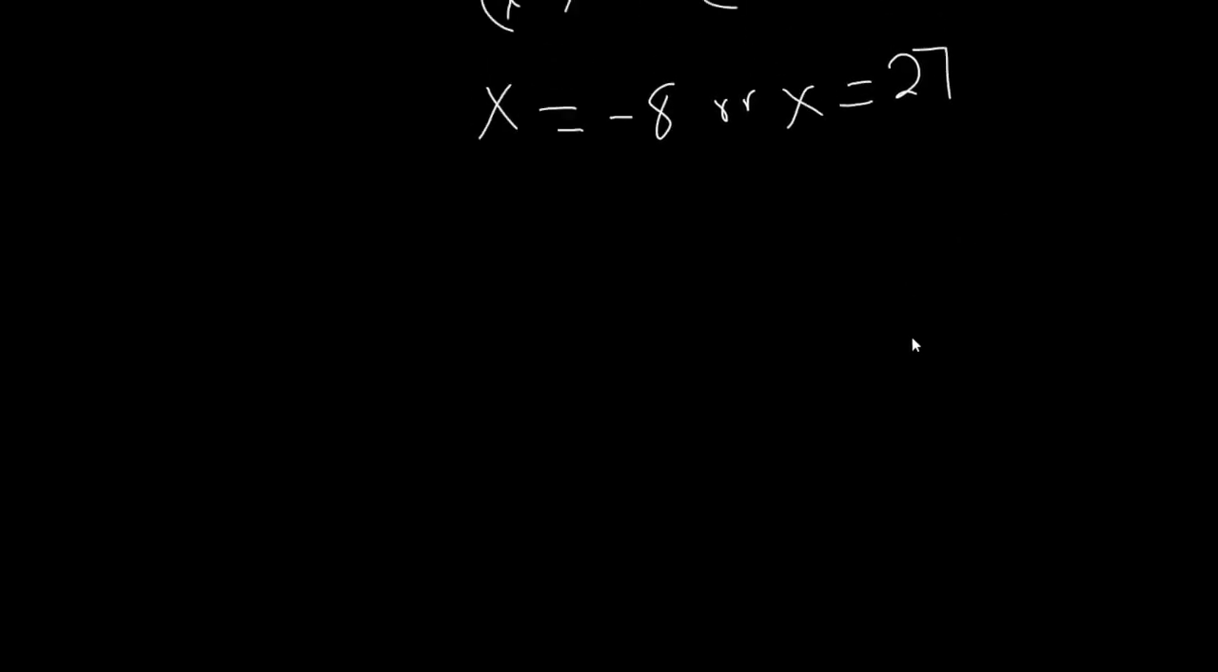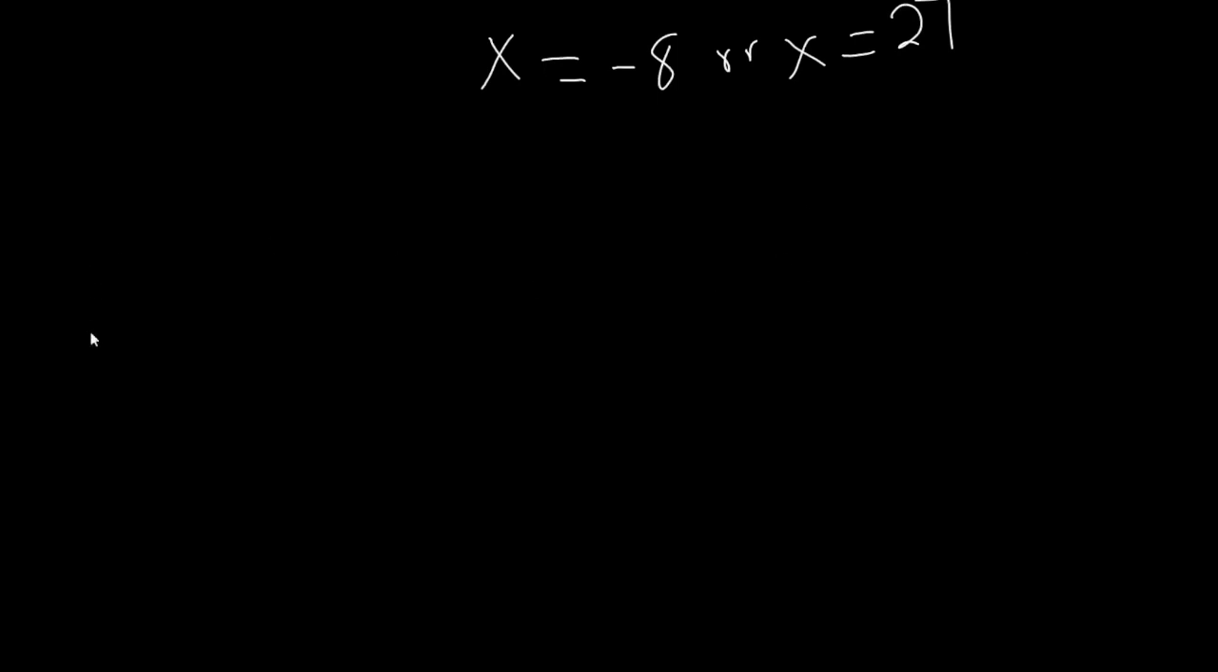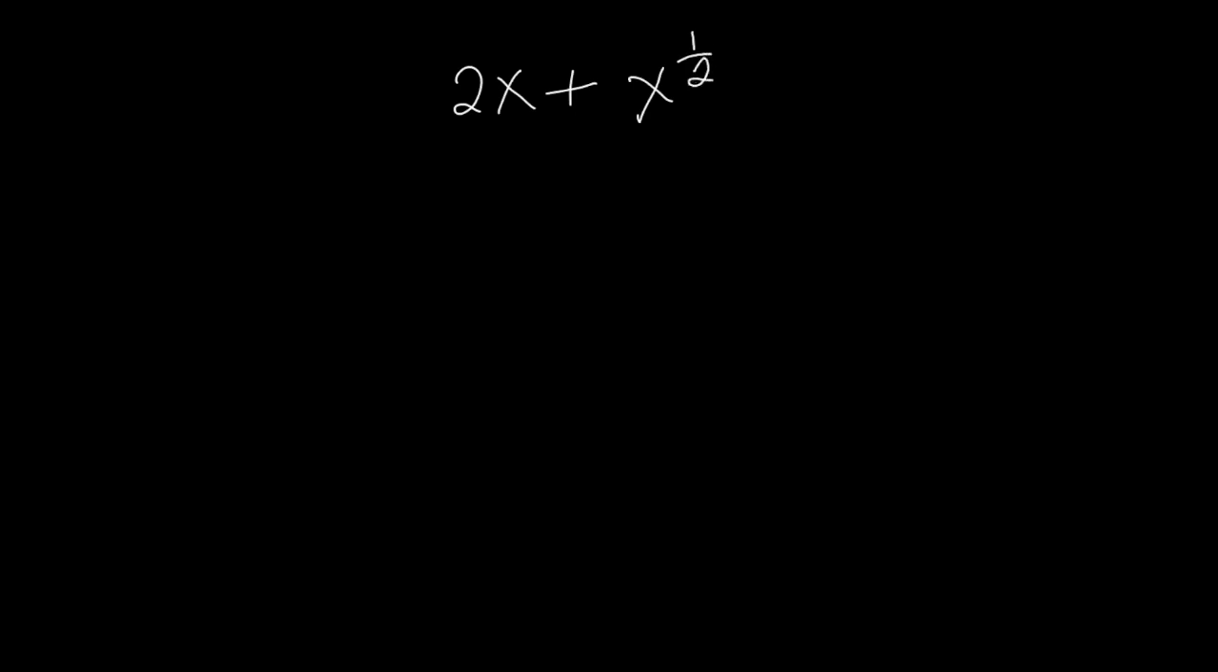Let's look at another example. So this will be like this: 2x plus x to the half, minus 3 is equal to 0.